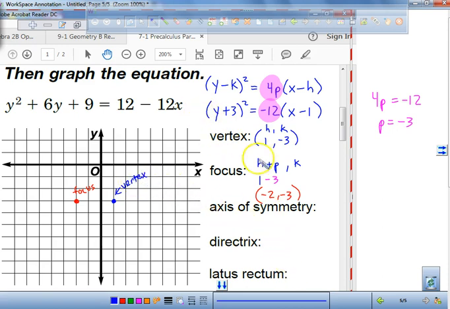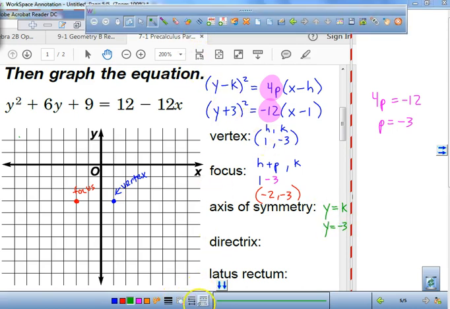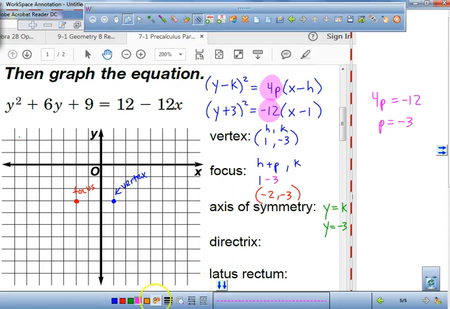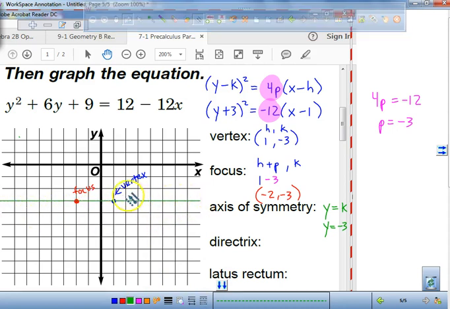The axis of symmetry is a y equals something. What is y equal to for the axis of symmetry in this problem? y equals k. What is our k value? There you go, just draw it in. y equals negative 3. We're going to draw it in right here. That's y equals negative 3. Your axis of symmetry will always pass through your vertex and it'll pass through the focus.